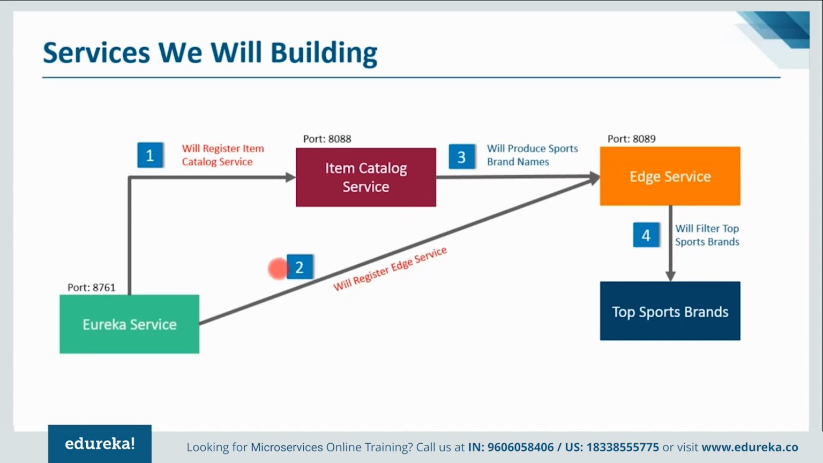So I've given the numbers as well in the diagram. So the first thing is it will register the other two applications in Eureka service. So first we'll register the item catalog, then we will register the edge service. Then we'll produce the sports brand names in this item catalog service, and the edge service will filter only the top sports brands. So this is what is going to happen in today's use case.